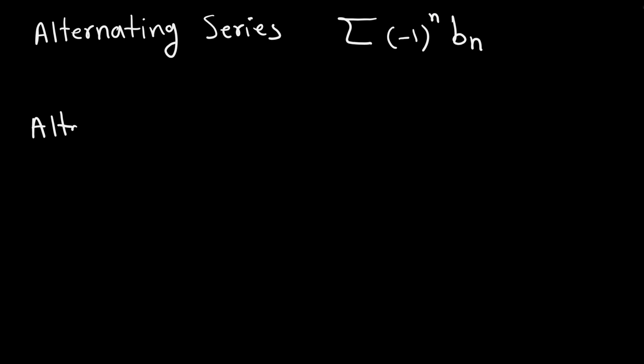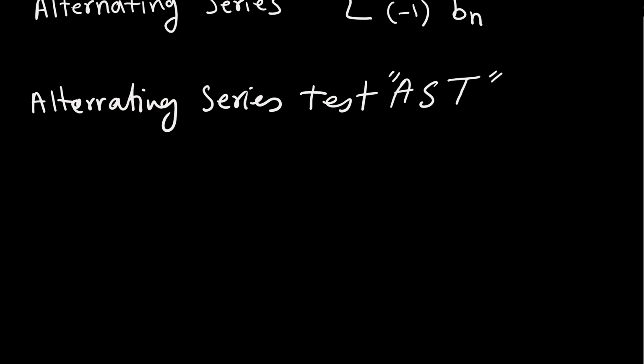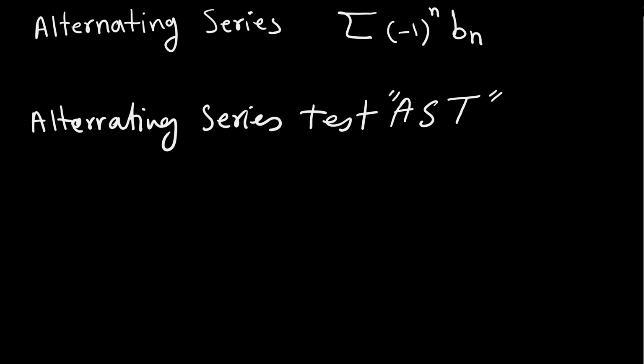So what is the alternating series test, or for short, AST? The alternating series test says that if an alternating series in the form of sigma (-1)^n b_n satisfies these conditions... The first condition is the series should be an alternating series, so it should contain (-1)^n or (-1)^(n+1), (-1)^(n-1), and the terms of this series should be positive, negative, positive, negative, or negative, positive, negative, positive. So it should be in this form.